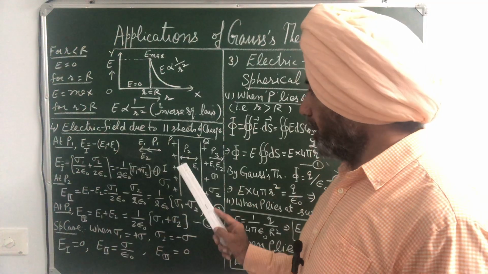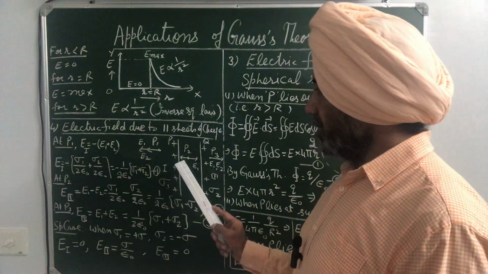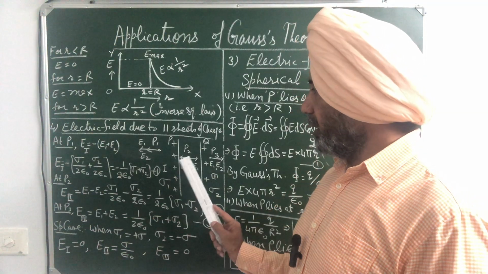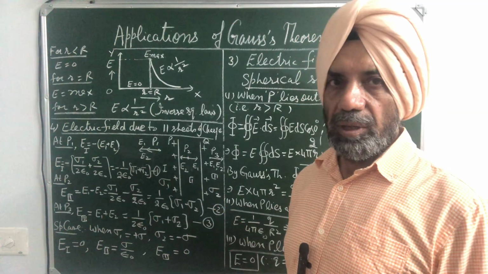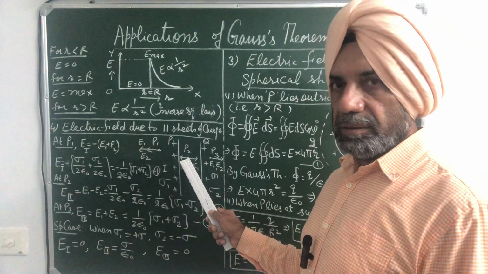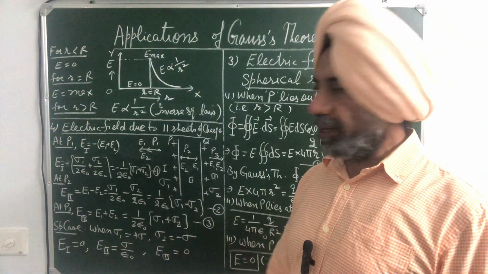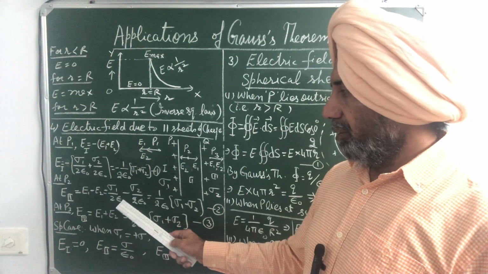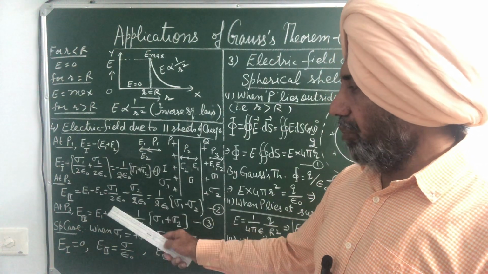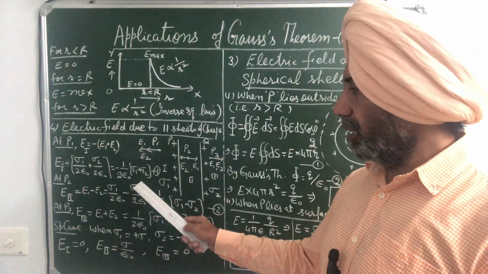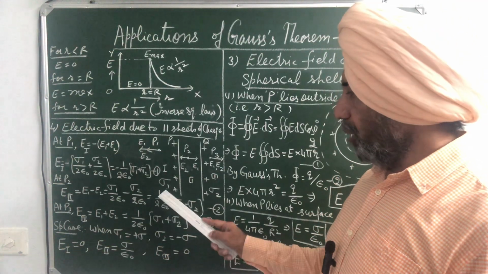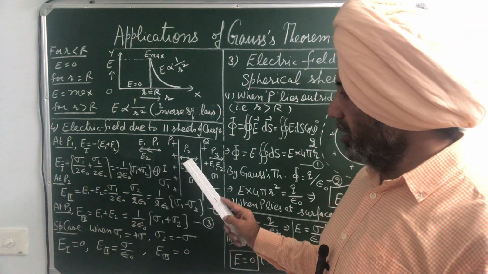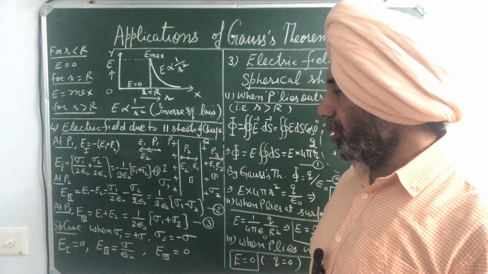Similarly, at point P2, that is in the region between the two charged plates P and Q, E2 will be equal to E1 minus E2 because the direction of E1 is positive and E2 is negative. So the electric field is subtracted. So it will be sigma 1 upon 2 epsilon naught minus sigma 2 upon 2 epsilon naught, or 1 upon 2 epsilon naught (sigma 1 minus sigma 2). This is the electric field at point P2, equation number 2.